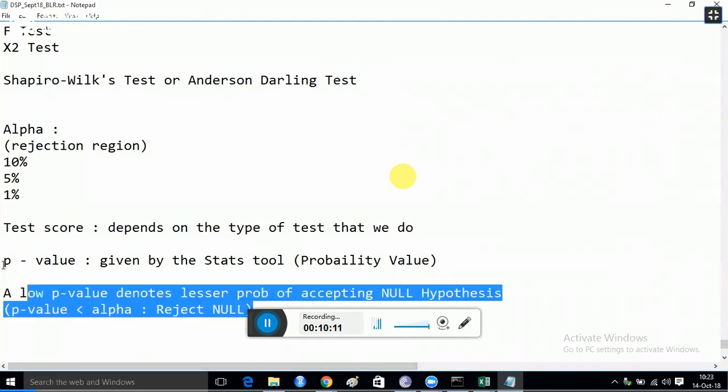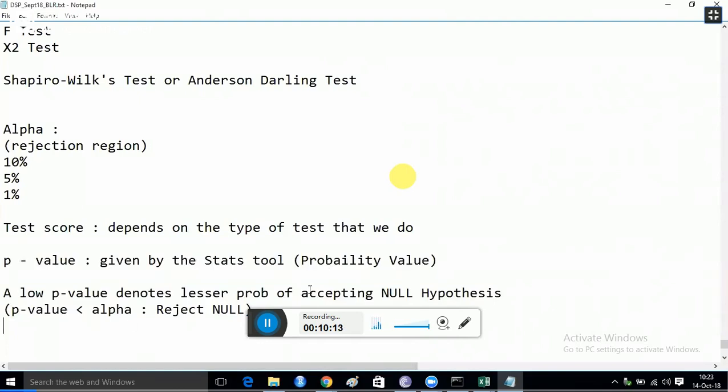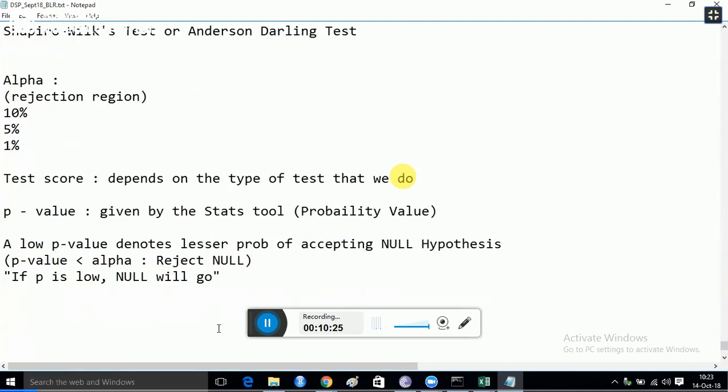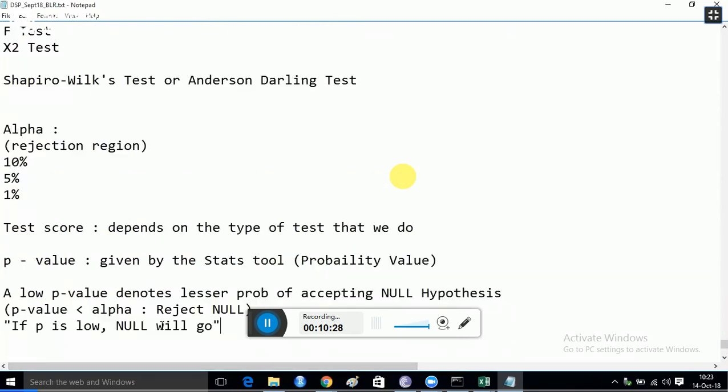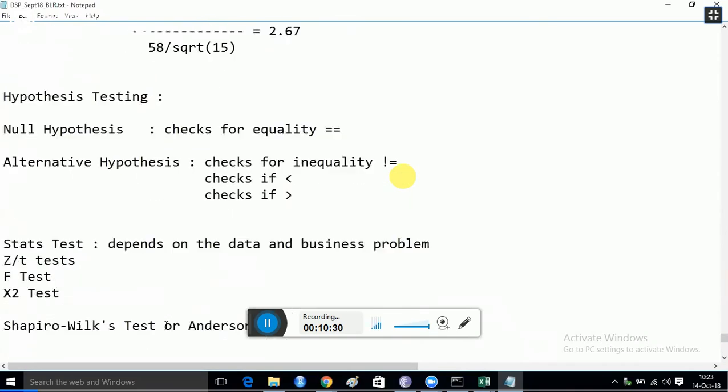Now coming back to the topic, a low p-value denotes lesser probability of accepting null hypothesis. So that's why they have this statement: if p is low, null will go. Just remember this phrase, right? All right, so this is all about your hypothesis testing.